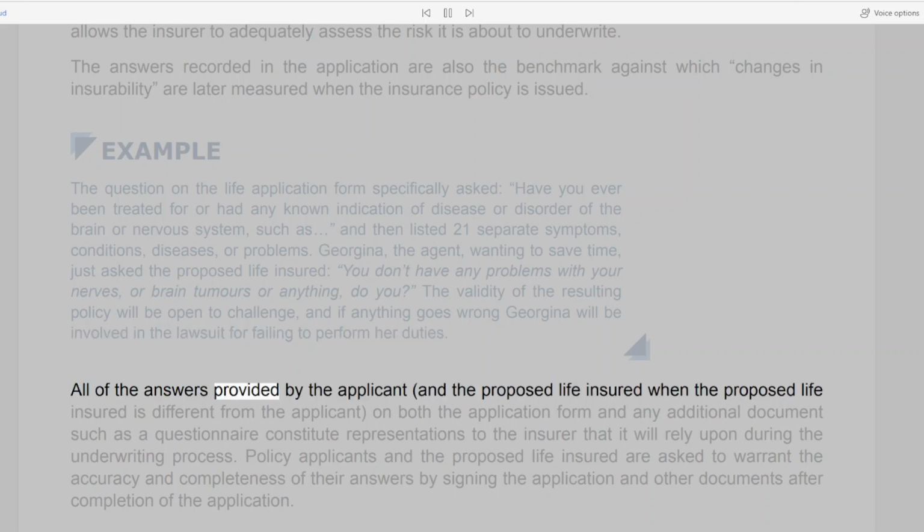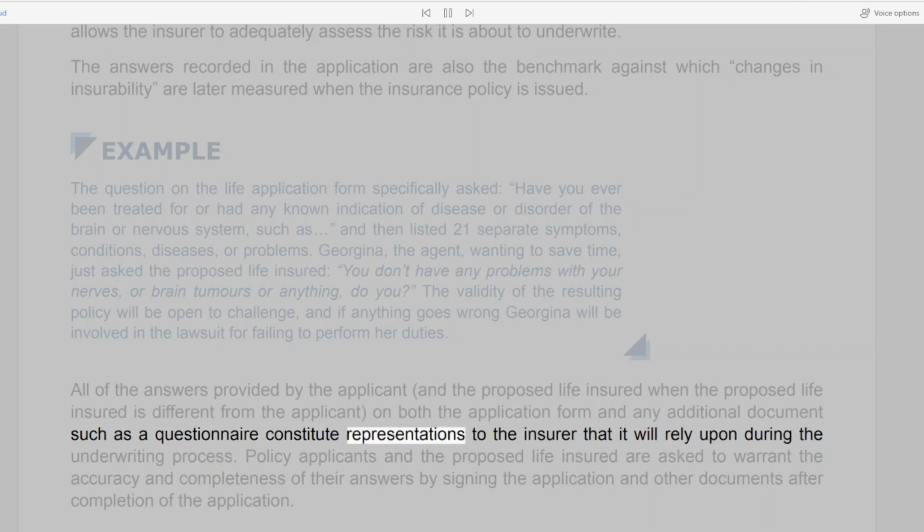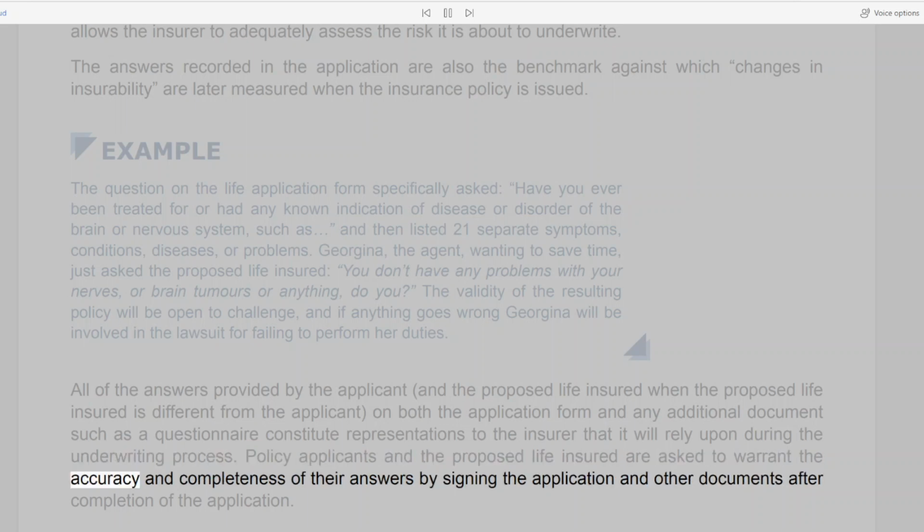All of the answers provided by the applicant and the proposed life insured, when the proposed life insured is different from the applicant, on both the application form and any additional documents such as a questionnaire, constitute representations to the insurer that it will rely upon during the underwriting process. Policy applicants and the proposed life insured are asked to warrant the accuracy and completeness of their answers by signing the application and other documents after completion of the application.